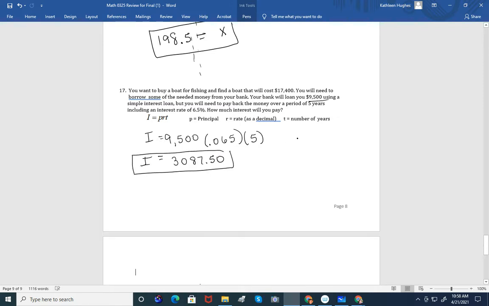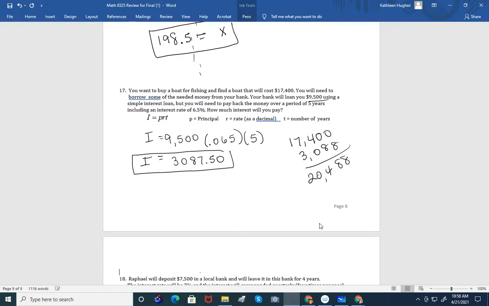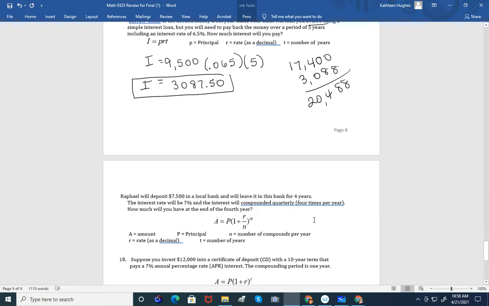That means that that boat that you thought cost $17,400, by the time you add in that interest for that extra, we'll just round it up. That boat actually cost you over $20,000 because you had to borrow. Anytime you're borrowing money, you need to keep in mind that whatever you're buying is going to cost you more because of that interest.